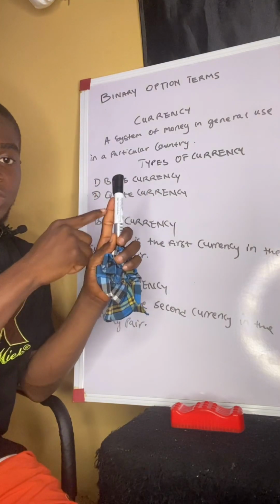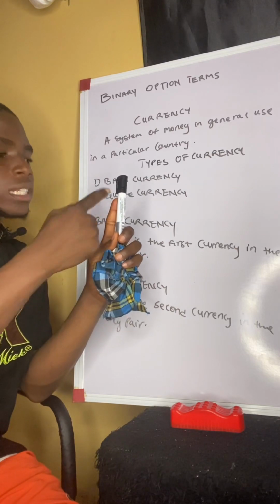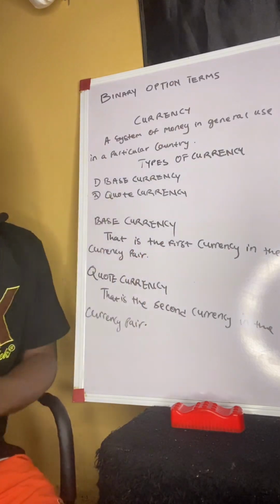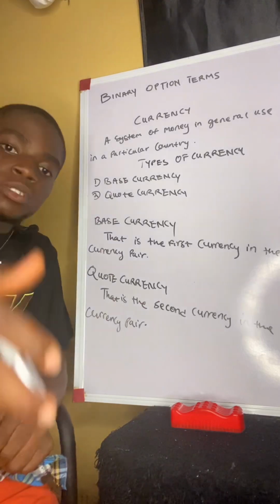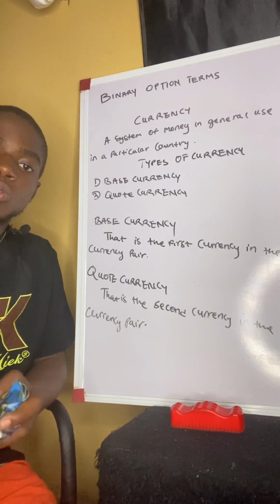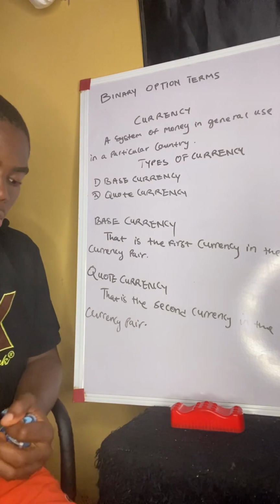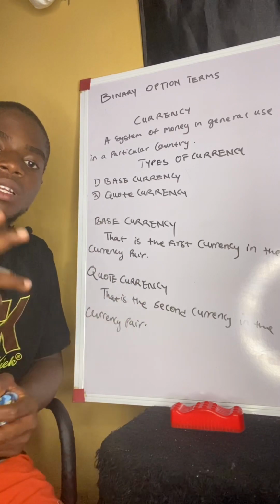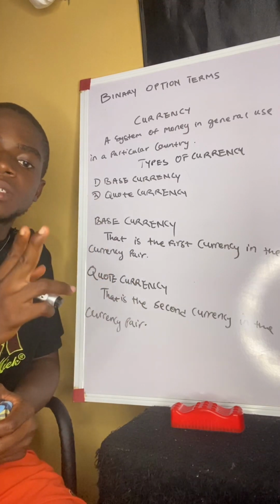The first currency, that is USD, will be the base currency, and the second currency, this is the JPY, will be the quote currency. You need to know these guys for you to be able to read your currency strength and know what to put in place, which currency to trade, or when to sell, when to buy. You need to know your currency pair. You need to know which is the quote and which is the base.